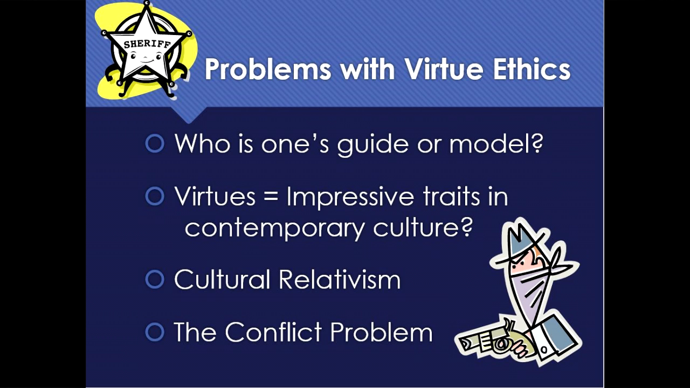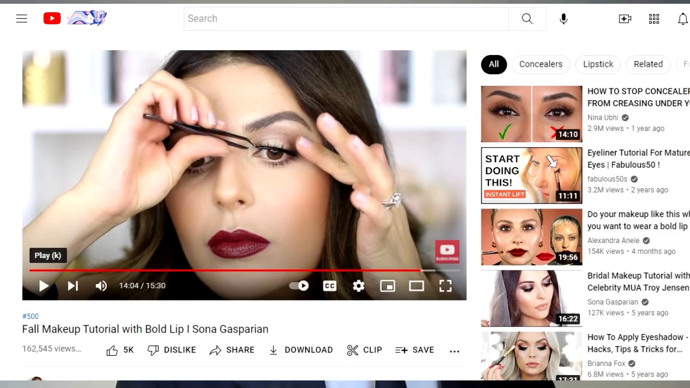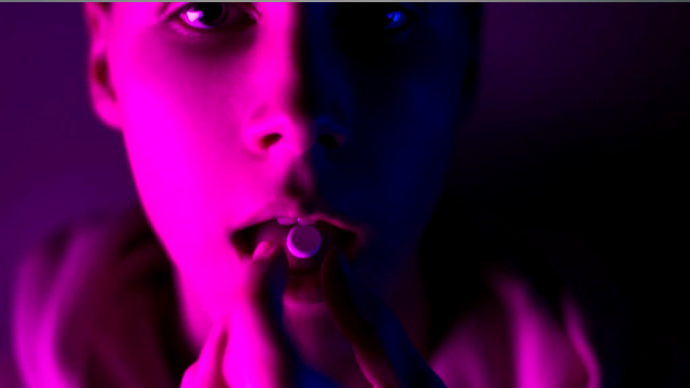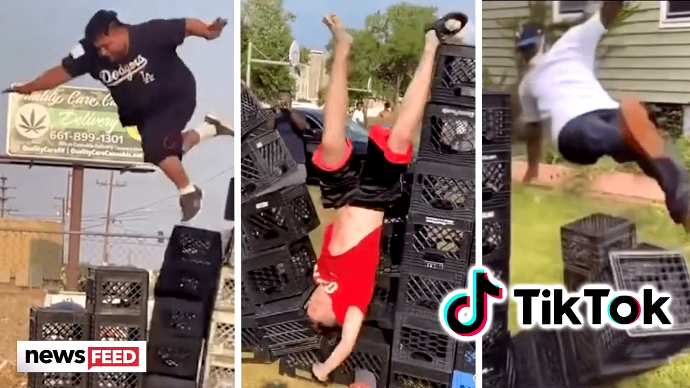A second problem with virtue ethics involves the question, are traits that are impressive in contemporary culture really virtues? Many people find it hard to distinguish character traits that are virtues from those which are impressive because of certain contemporary cultural phenomena. What makes something a virtue? Is someone who is admired in contemporary culture a good role model?